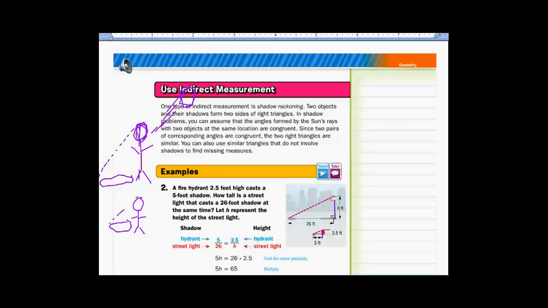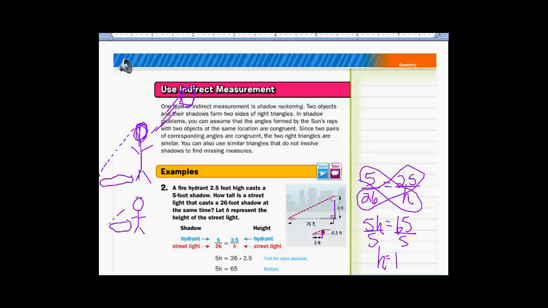So we've got small is to big. 5 is to 26. So I'm writing a ratio of corresponding sides. 5 is to 26 as, go back to small, 2.5 is to h. Remember, cross products. So I got 5 times h, which is 5h, equals 26 times 2.5. Happens to be 65. That equation, we would divide both sides by 5. H is equal to 13.